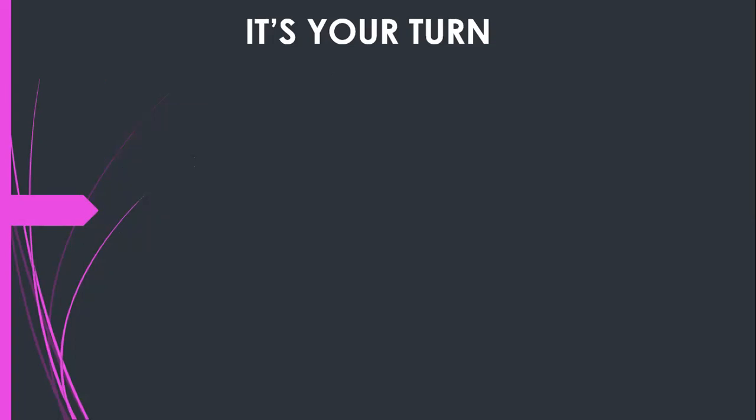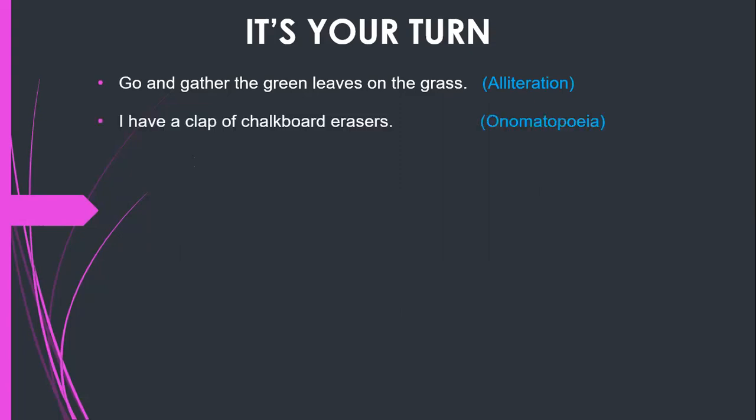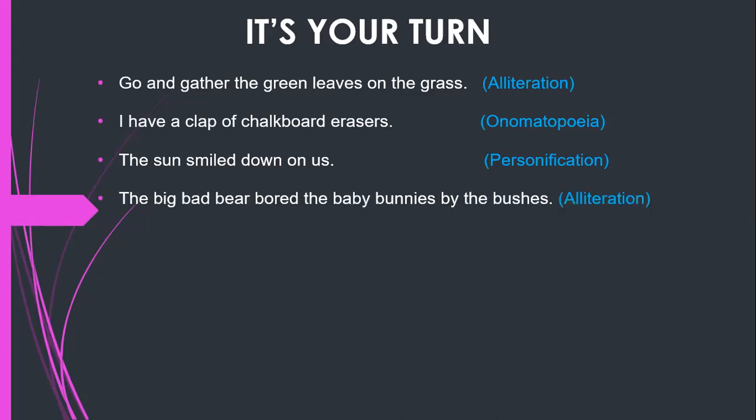Now check the answers. The first one, alliteration. G, g, g, repetition of the same initial consonant sound. I have a clap of chalkboard erasers. Clap, sound, onomatopoeia. The sun smiled down on us, a sun smile. Human attribute, personification. The big bad bear, b, b, b, b. Same initial consonant sound within a line.